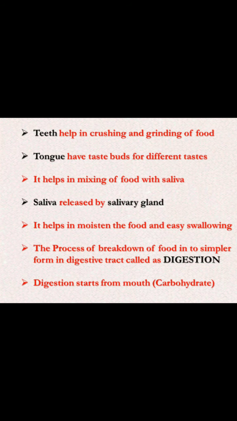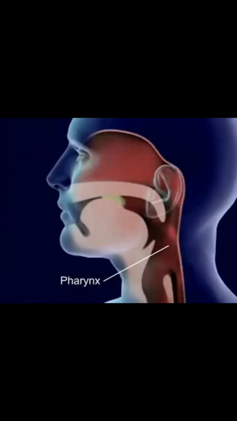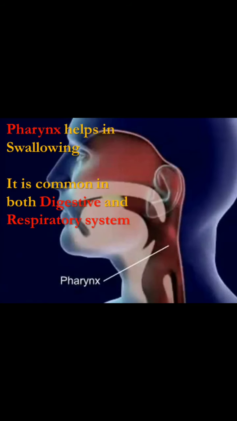Students, the process of digestion starts from the mouth. The food component which starts its digestion first is carbohydrate. We swallow smaller pieces of food from the mouth into the food pipe. Pharynx helps in the swallowing process. Pharynx is common in both the digestive as well as the respiratory system.